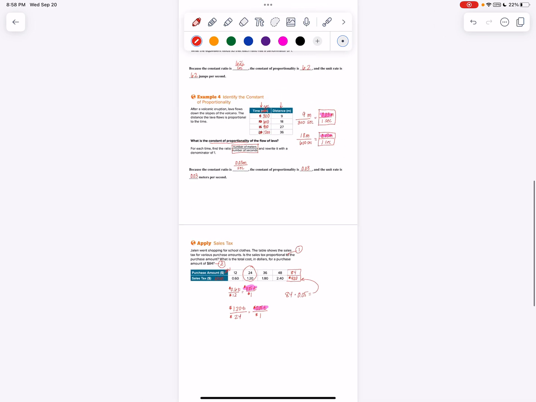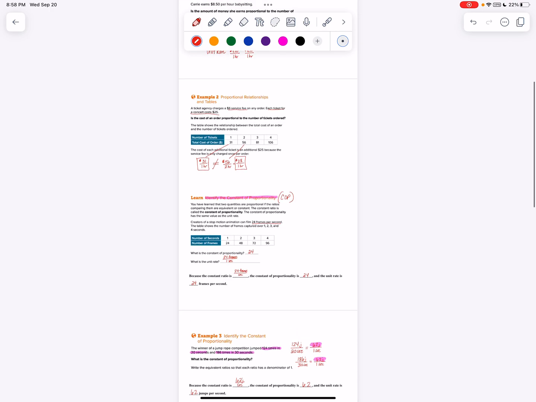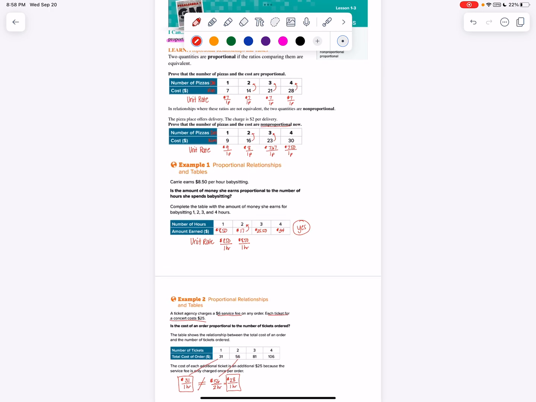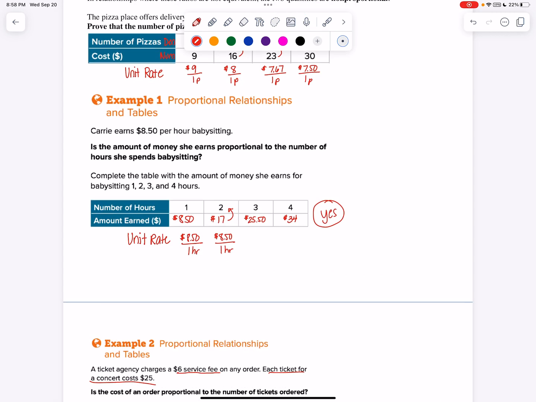So you're going to do the same thing for your homework. And make sure you're looking at which homework problems match with which example so you can get that extra support. If you need help with anything, let me know and I'm happy to help.